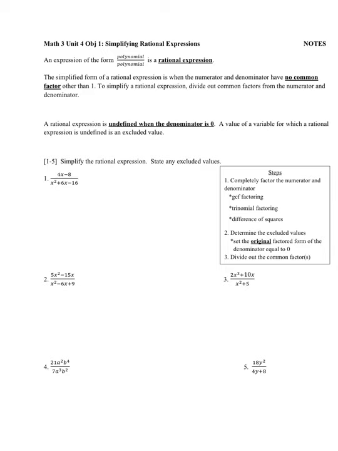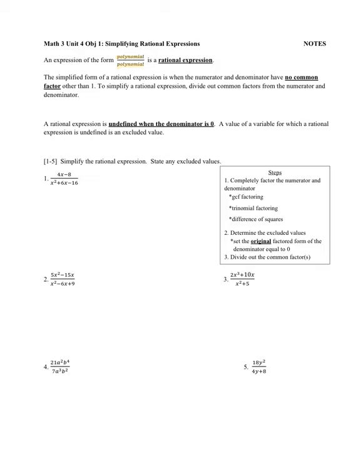Okay, so this is the notes for Math 3 Unit 4, Objective 1. So we will be simplifying rational expressions. A rational expression is just when we have a polynomial over a polynomial. Oftentimes people are just like, well, it's a fraction, and that's what we're working with. So we are working with fractions, but we will have polynomials in the numerator and the denominator. So there'll be variables involved that we'll have to be working with.